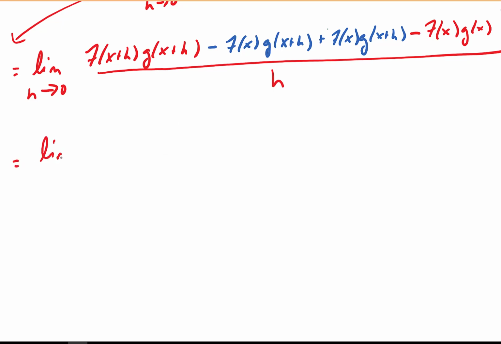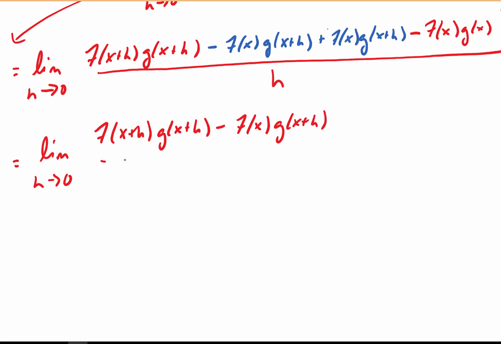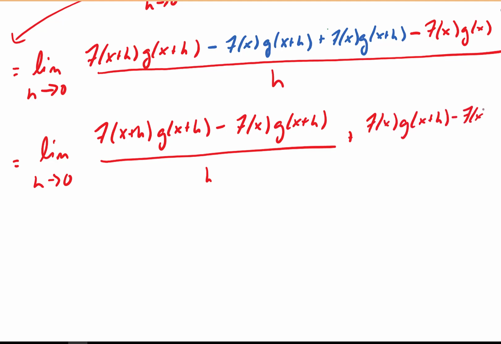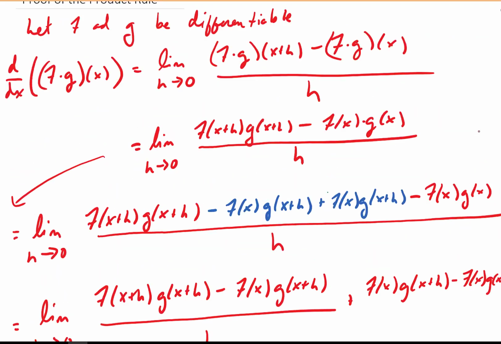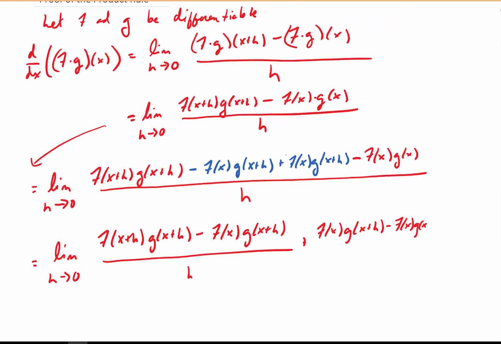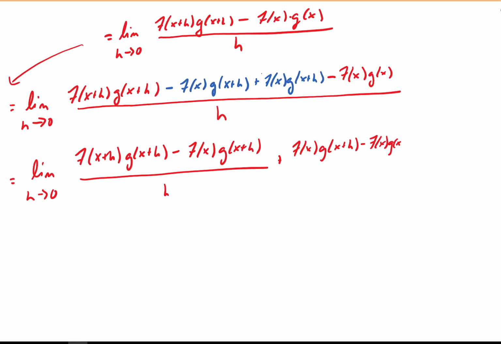So this is the limit as h approaches 0 of f of x plus h, g of x plus h, minus f of x, g of x plus h, all over h, plus f of x, g of x plus h, minus f of x, g of x, running out of room there, all over h.